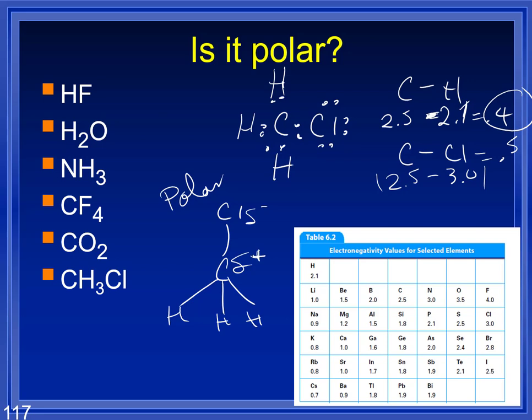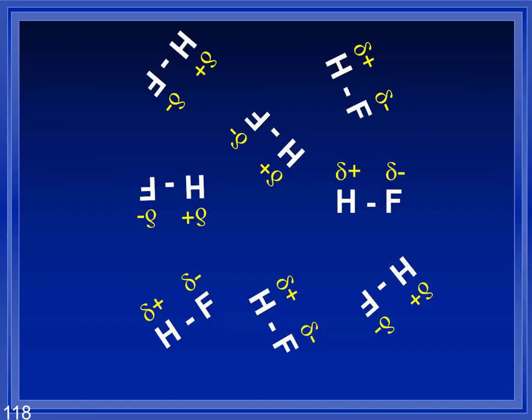So here's what the book talked about in terms of how you actually detect it. Okay. We said HF was polar. So those are all HFs, and I've labeled the positive and negative ends. The Fs are negative, the H's are positive. This is what we just wrote. They're randomly arranged right now.